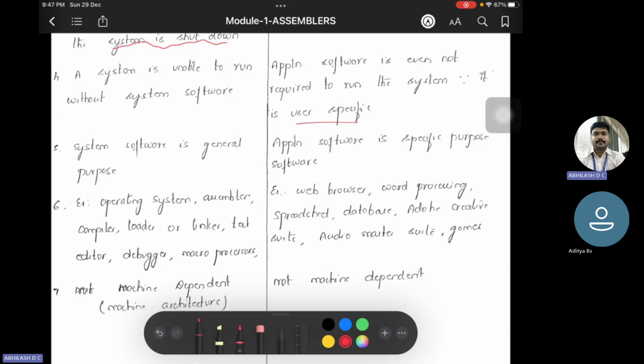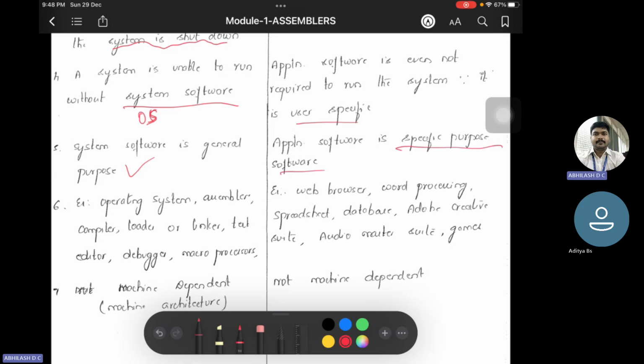It is related to the system software, where the OS itself is dealing with the system software. So system software is general purpose. So what about the application software? It is specific purpose. Right.